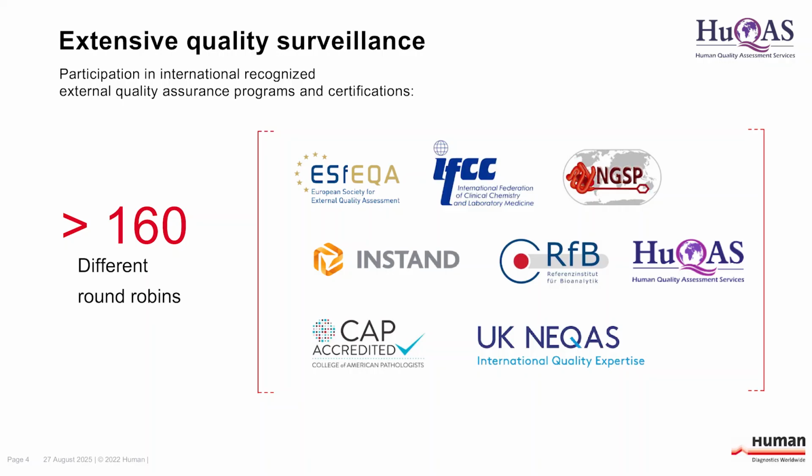We participate in many round-robin tests, like HUQAS as well. The beauty of the HUQAS system is that you have many peer groups of our instruments, and this is really the additional value that you have a peer group for each instrument and each reagent. Only if you have a bigger group of customers in one peer group does the ecosystem make sense.